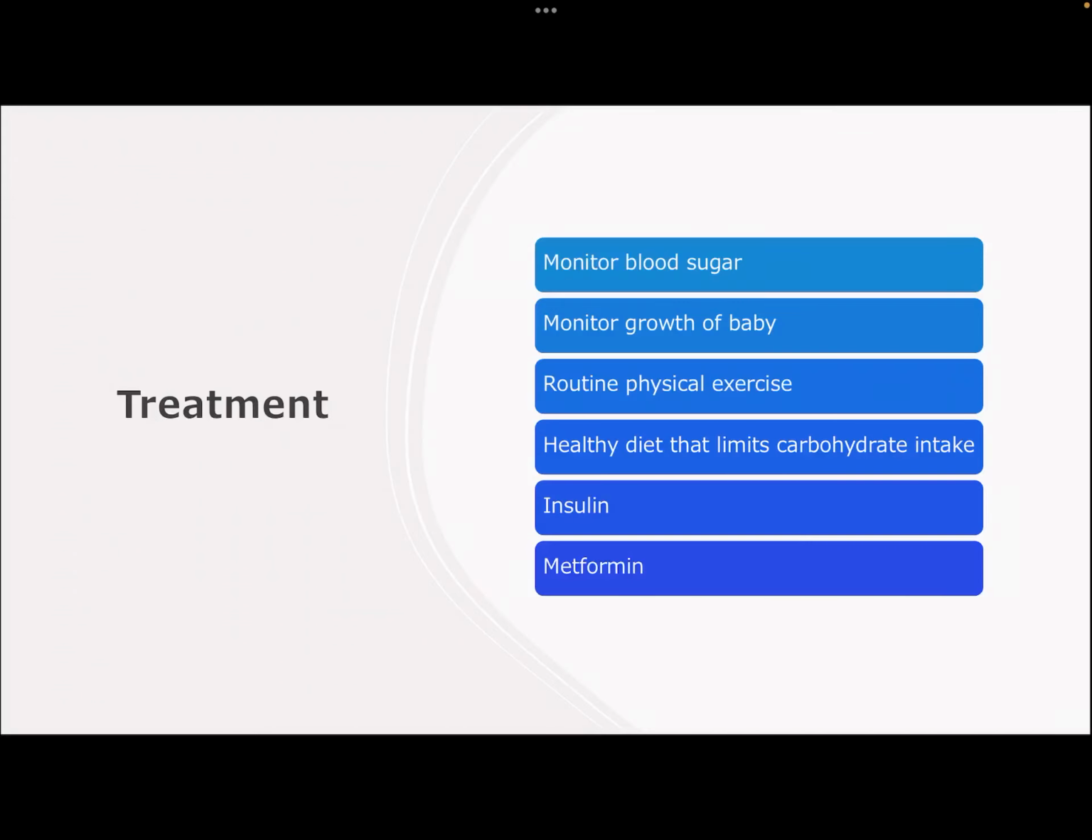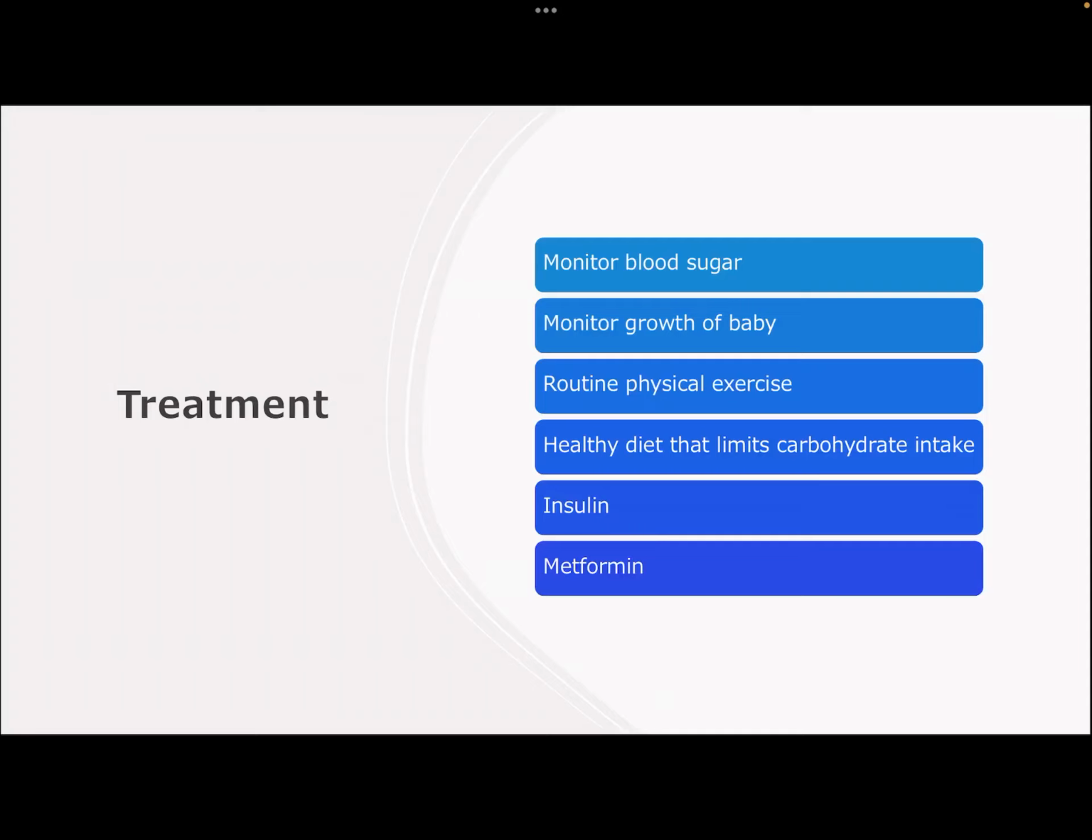As far as treatment for gestational diabetes, it is important to monitor blood sugar routinely. Typically, it is done 1 to 2 hours after each meal and at bedtime. You may monitor blood sugar in the middle of the night if insulin dosage is changed or if diets are changed. It is important to monitor the growth of the baby via ultrasound.